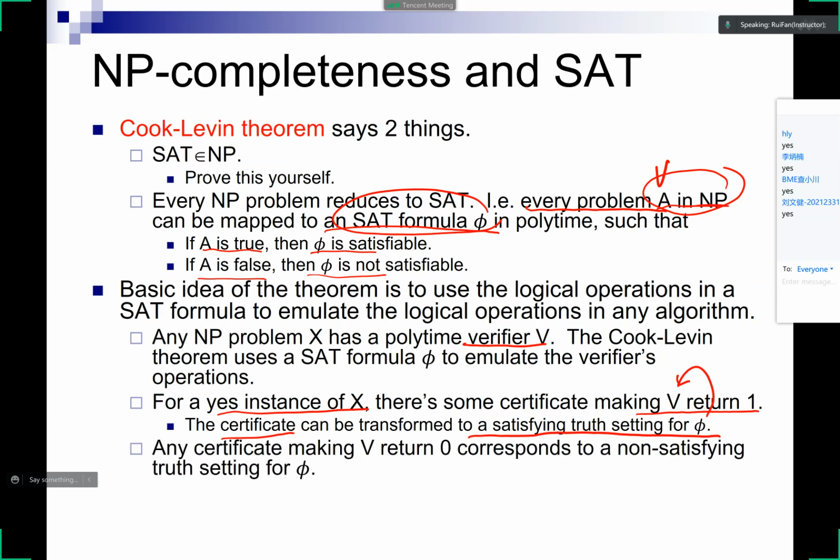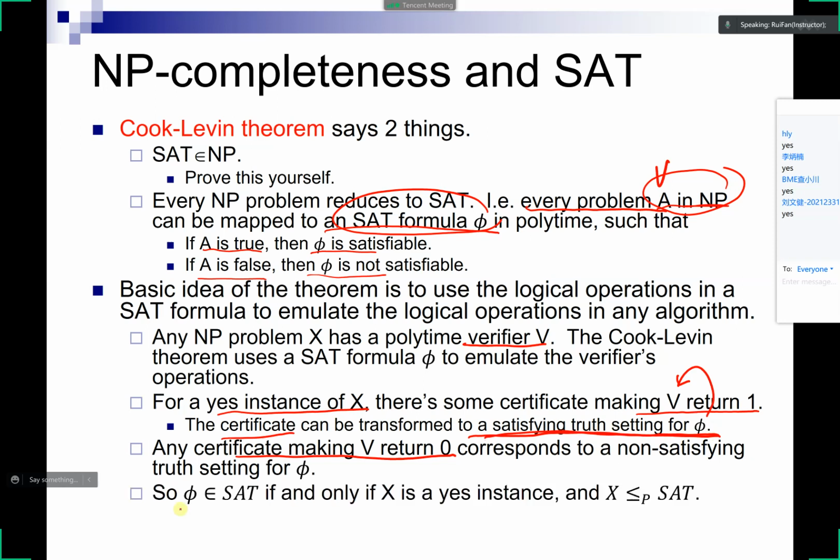Okay, and then if you have a certificate which makes this verifier return 0, then this would correspond to a non-satisfying assignment for phi. So a correct certificate for V corresponds to a satisfying truth assignment for phi, and an incorrect certificate corresponds to a non-satisfying truth assignment for phi. And so that means that this phi formula is satisfiable if and only if there is a certificate to make the verifier output 1.